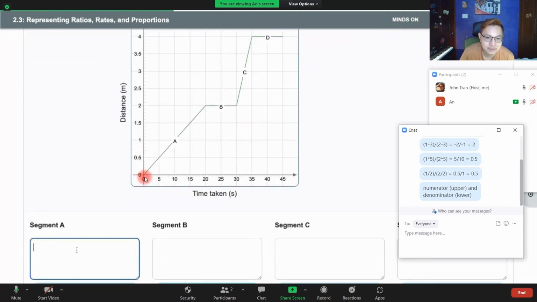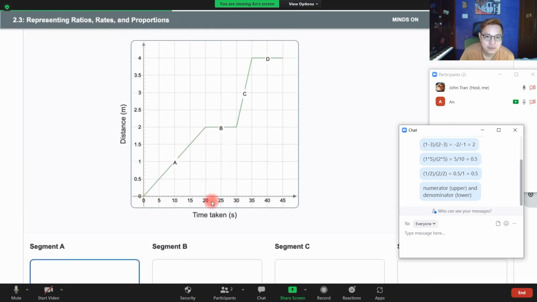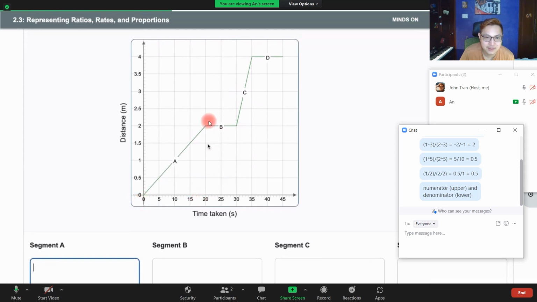Why don't you just count from 0 to 20 seconds? Because the whole line looks the same. If you count from 0 to 20, the whole line is just one continuous line, and at B it changes. So let's count from 0 to 20, and then from 20 to 30, and then from 30 to 35, and then from 35 to 45.